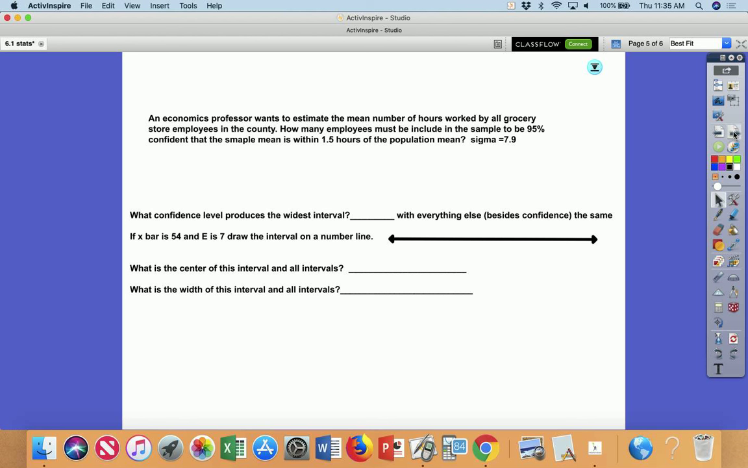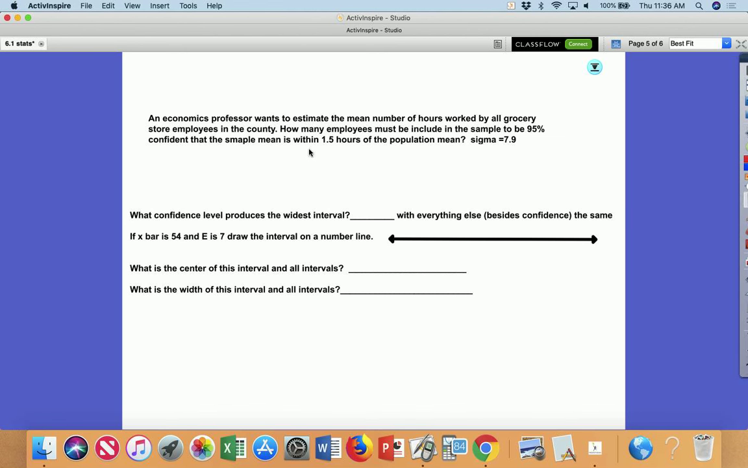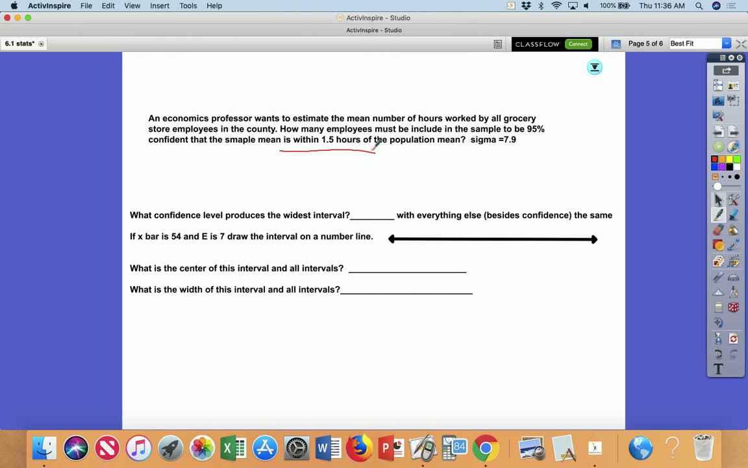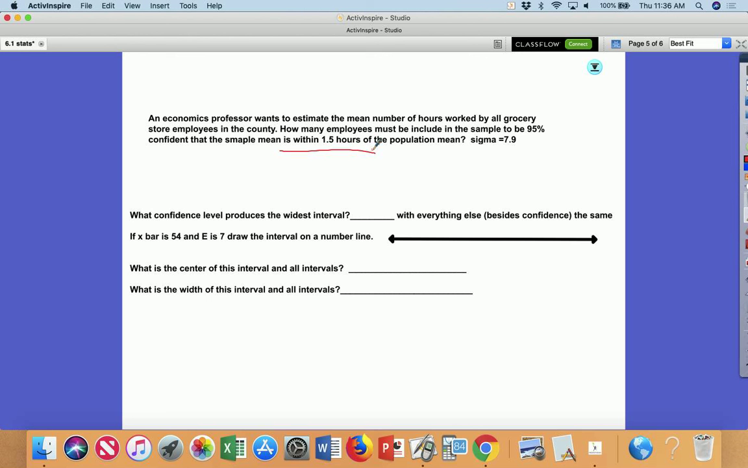So let's take a look at this here. So that economics professor where he wanted to calculate the average age of his students wants to estimate the mean number of hours. Oh no, this is a different one. The grocery store employees. Okay, so how many employees must be included in the sample to be 95% confident that the sample mean is within 1.5 hours of the population mean? So what's that 1.5? Within 1.5. That's your error. That's your maximum error allowed. So that's E.